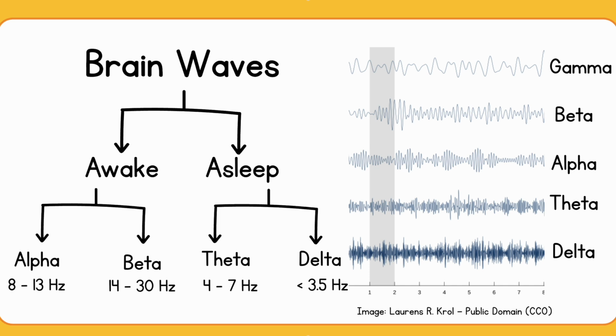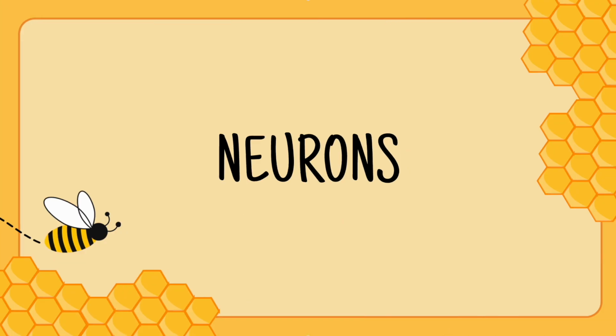Gamma is something that is not discussed in Brain Facts, but I wanted to add it in because it is one of the brain waves, and it is typically found in lots of sensory processing. If you are looking at a lot of information at once, there will definitely be some gamma waves recorded. Okay, now another huge topic in Brain Bee is neurons.